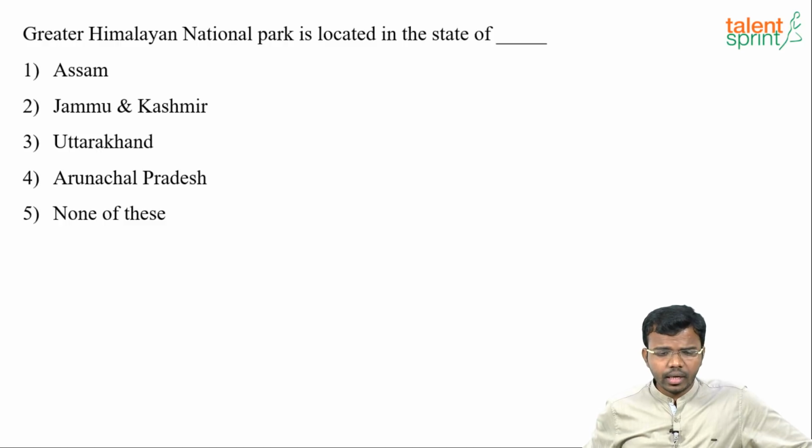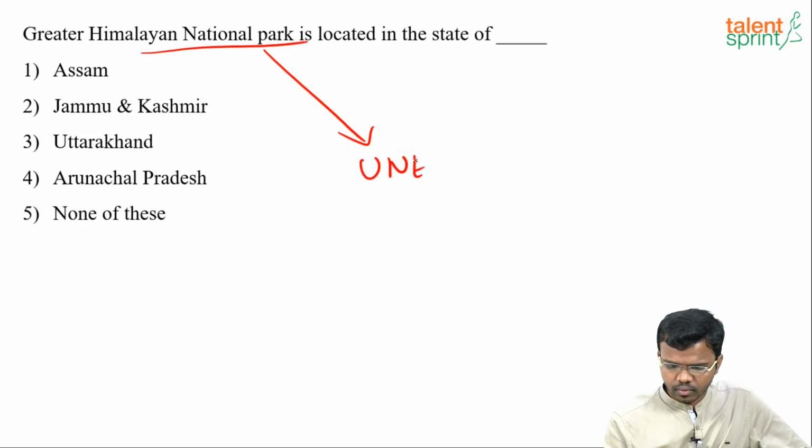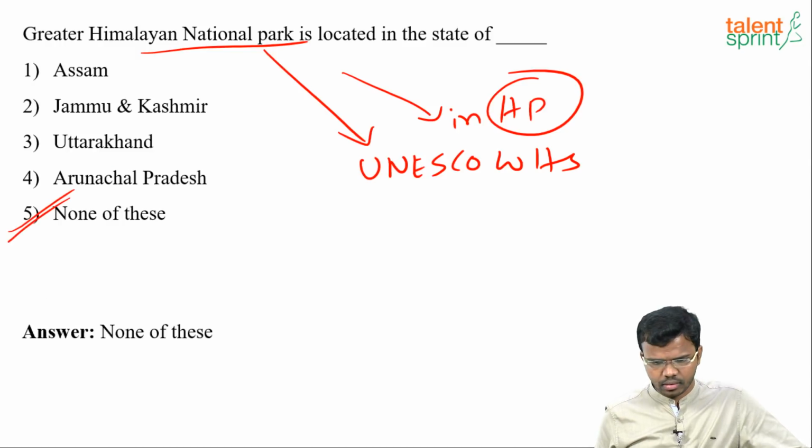Okay, Greater Himalayan National Park is located in the state of... It is a UNESCO World Heritage Site. It is located in the state of Himachal Pradesh. So there is no Himachal Pradesh in the options, so none of these is the right answer.